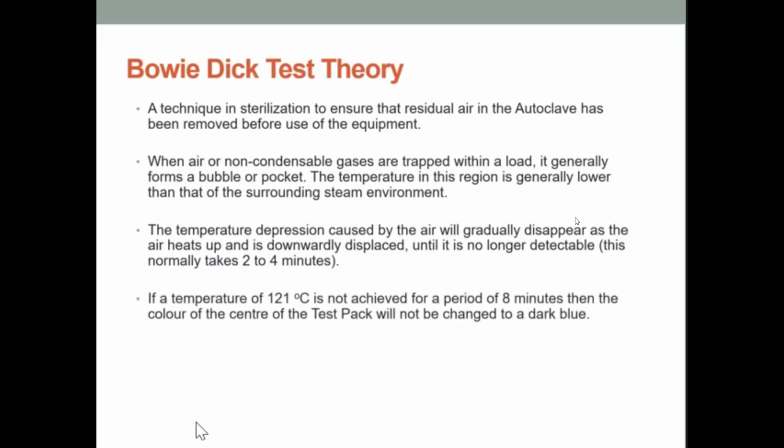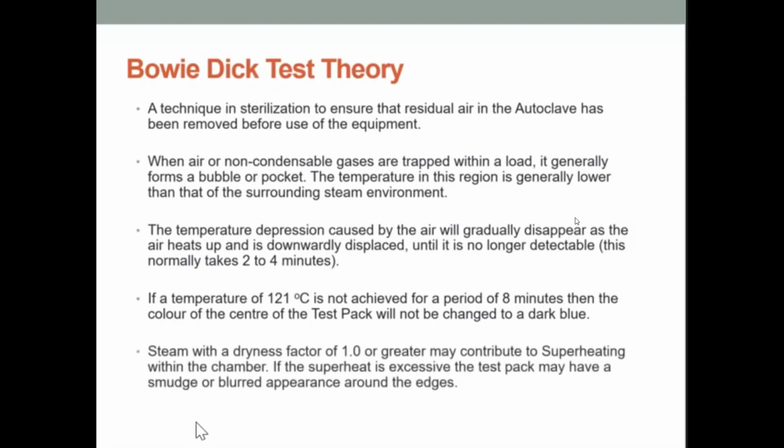If a temperature of 121 degrees C is not achieved for a period of 8 minutes, then the colour at the centre of the test pack will not be changed to dark. We'll have a look at what that means and what that looks like in a second. Steam with a dryness factor of 1 or greater may contribute to superheating within the chamber. If the superheat is excessive, the test pack may have a smudge or a blurred appearance around the edges.